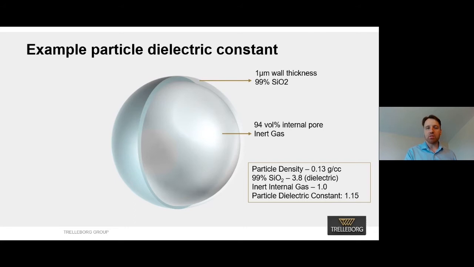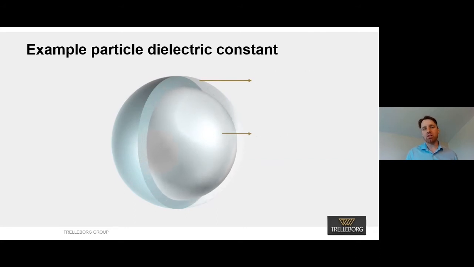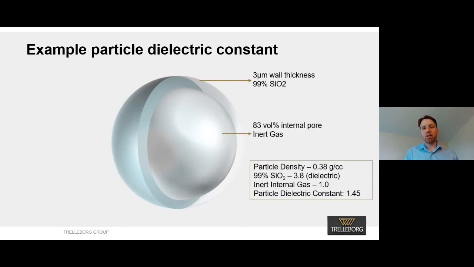So if we play with this a little bit and we increase the wall thickness to 3 microns, the internal pore as a percentage of the volume falls to 83%. The particle density rises to 0.38 grams per cc because the wall is thicker. The material constants remain the same, and the particle dielectric constant rises to 1.45. And so that gives you an example of how you can play with the dielectric constant a little bit within these particles.